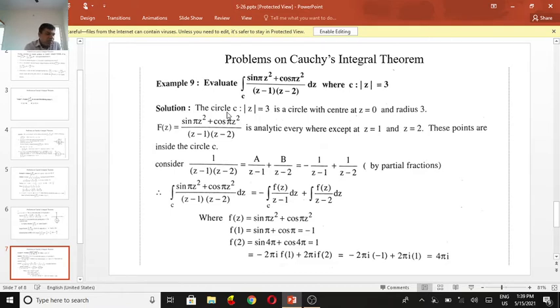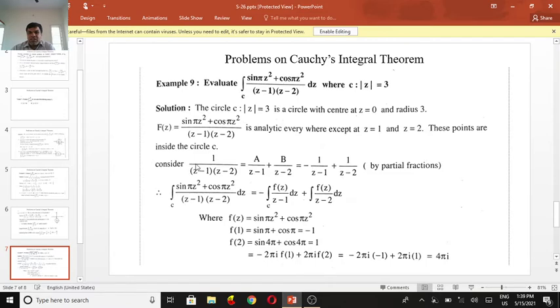If you denote this function as f of z in capital letters, sin pi z square plus cos pi z square divided by z minus 1 into z minus 2, here a is 1 and 2. So this is analytic everywhere except z equal to 1 and z equal to 2. These points are inside this circle. So a equal to 1 and a equal to 2 lie inside the circle mod z equal to 3.